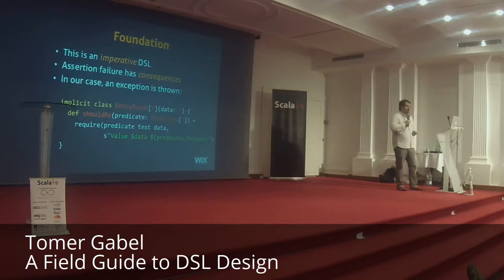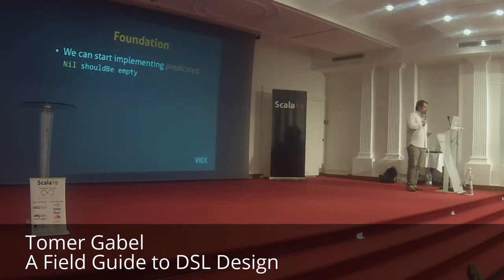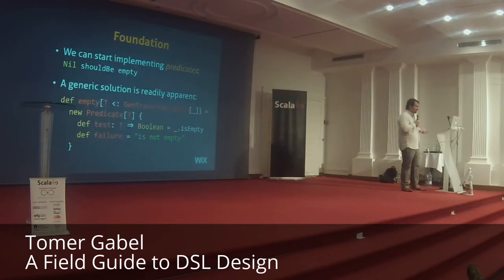Now that we have a piece of data, we have an extension method, and we have the framework for defining predicates, we can actually start doing this. So our first predicate, just to make things interesting, is nil. Nil should be empty. Okay, so our first predicate is emptiness of some type of sequence, or the most general purpose thing I could think of was a gen-traversable once. A generic solution for this is actually pretty easy to implement.